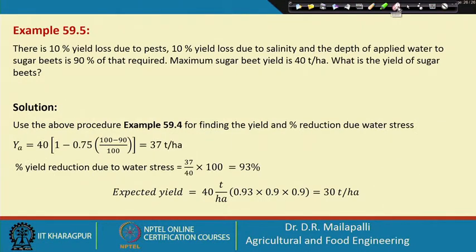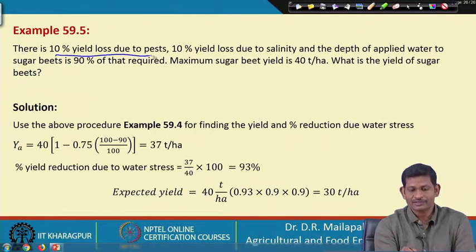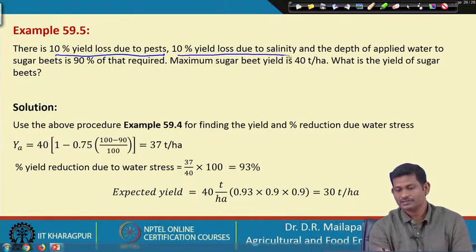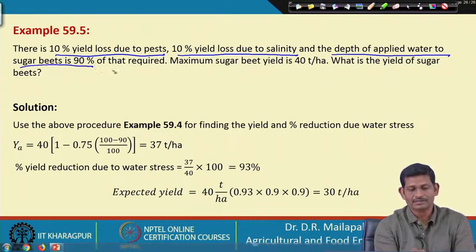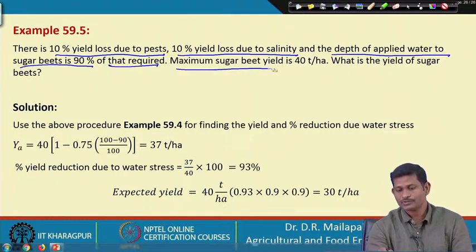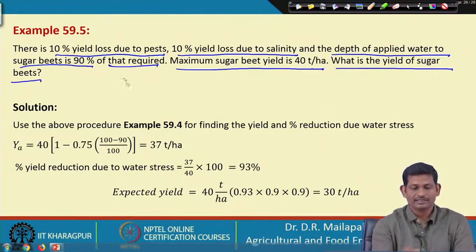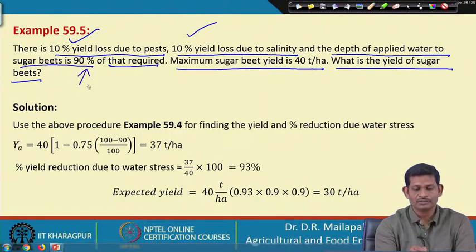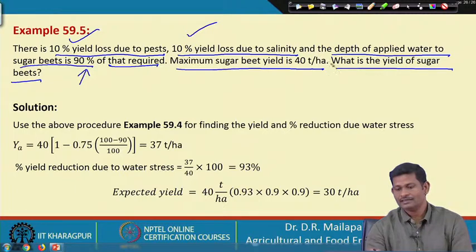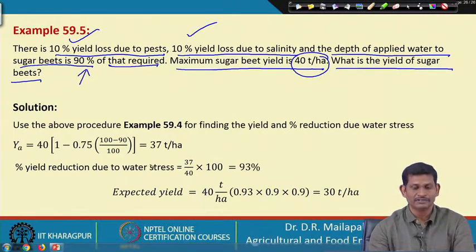So, let us see the example here for yield reduction. There is a 10% yield loss due to pests, 10% yield loss due to salinity, and the depth of applied water to the sugar beets is 90% of the required, and maximum sugar beet yield is 40 tons per hectare. What is the yield of sugar beets? So, here yield loss for pests and due to salinity are given, and we have to find out yield loss due to water stress, and then plug it with maximum yield and you get the actual yield.